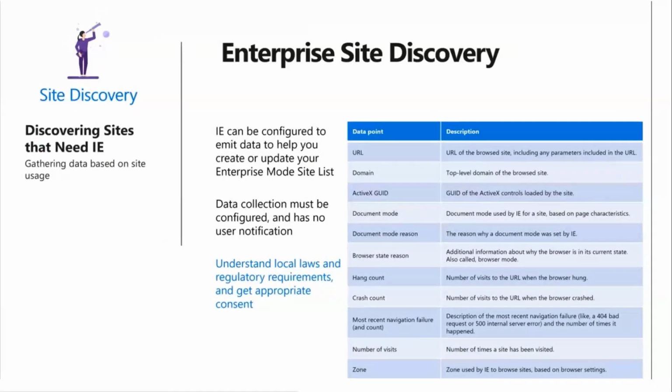So when you do this, this is what the Enterprise Site Discovery is going to be gathering. So you've got your URLs, whether it's got ActiveX, the document mode. This is just kind of the whole list of what you're getting. Again, this is not on by default. You're going to have to configure this and set this all up and then analyze the data.